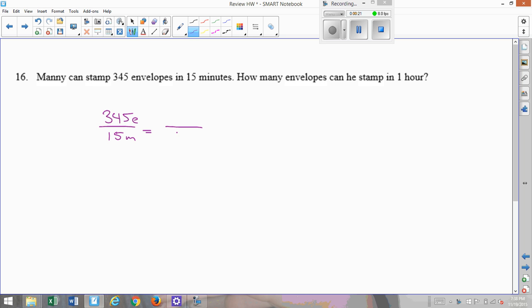Well, we know that 1 hour equals 60 minutes. So this would be 60 minutes. So how many times does 15 go into 60? It's going to be 4. So we multiply this by 4. So you have 345 times 4.